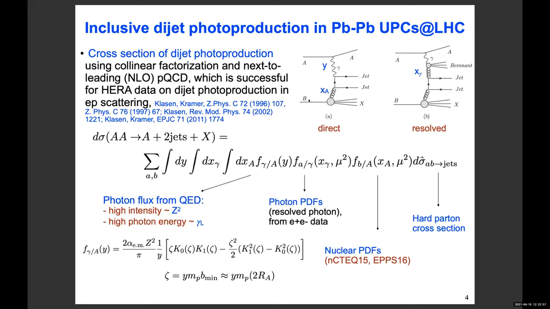Then we have the lower part, the nuclei PDFs. In our analysis, we take two typical examples of NLO nuclei PDFs provided by the nCTEQ and EPPS16 groups. And finally, all this non-perturbative input is convoluted with the hard parton cross-section, which is calculated order by order in perturbative QCD, and which is known.